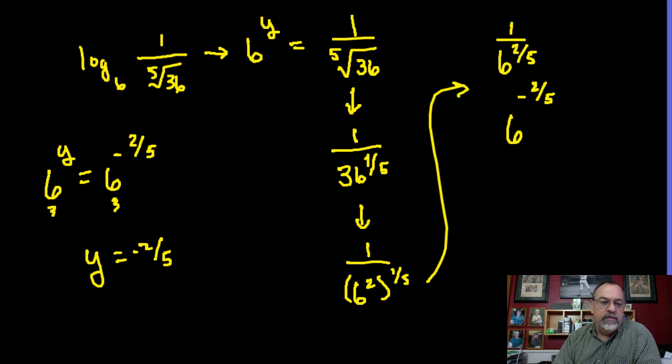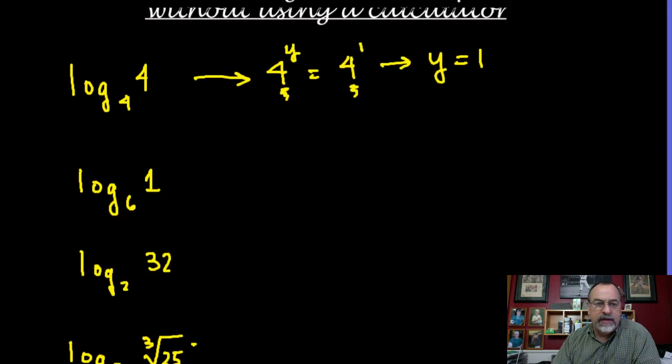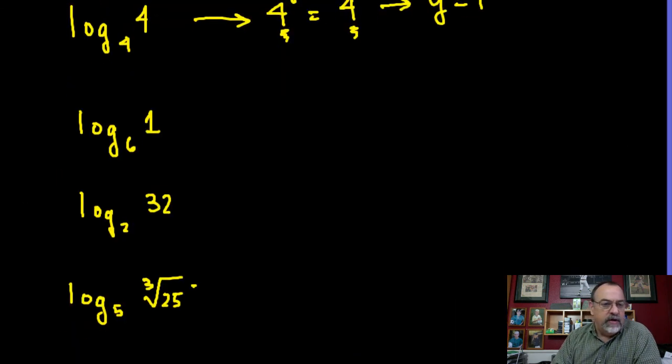Alright, let me do one more example that you might run into, and then we'll wrap this up. Okay, let me go back up. I think it's up here. Oh yeah, here it is. Alright, so here I have, let's evaluate this one here. So again, we change it to exponential first. So what is the exponent of 6 that will give me 1? So again, I need to have the same bases.